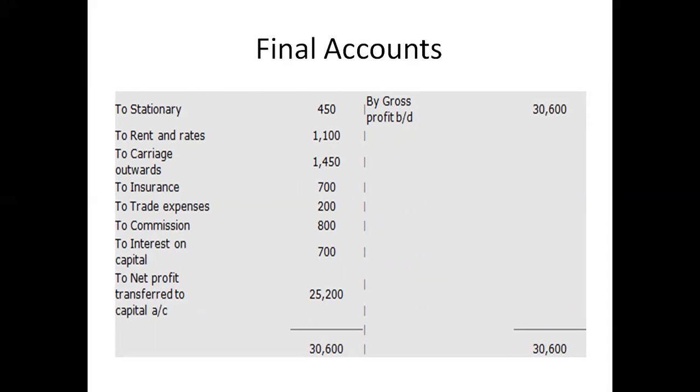And then you have the net profit transferred to the capital account as the difference between these two figures. It's 25,200. We'll be practicing more problems.